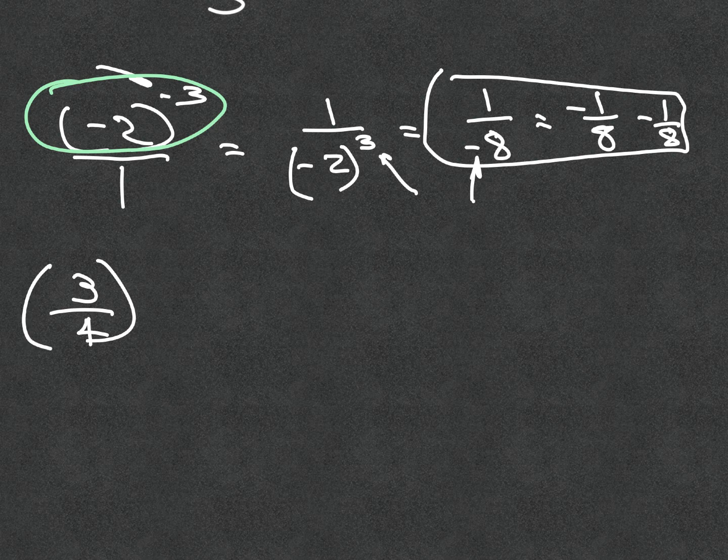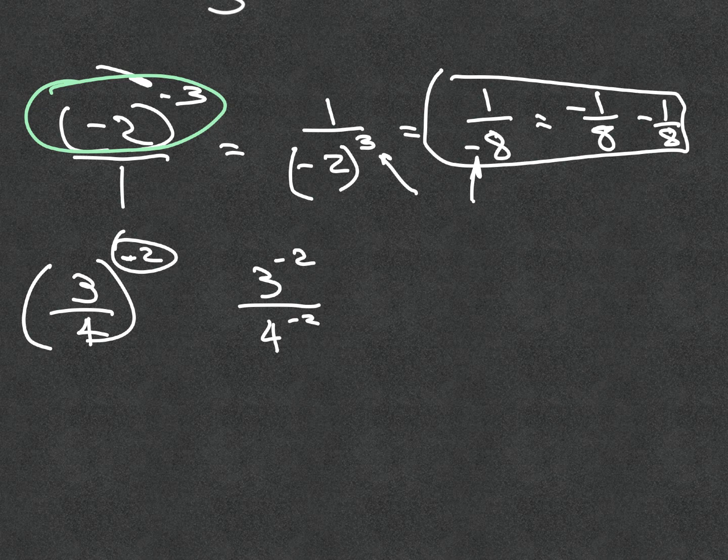And this is to the negative 2 power. All right, so what is being taken to the negative 2 power? Both the 3 and the 4, because they're both in the parentheses, so this is the exponent on both parentheses.